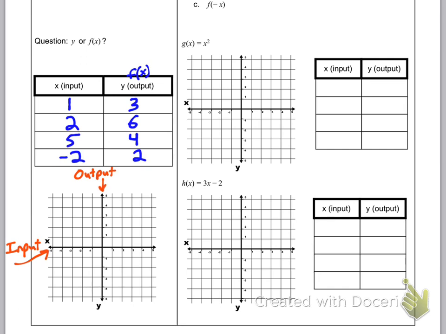So if I was graphing the table from right above, I would put an input of 1 and output of 3, which would give me the point 1, 3 right there. Input of 2, output of 6 would give me the point 2, 6, and so on and so forth.